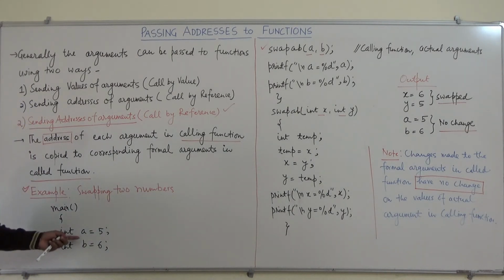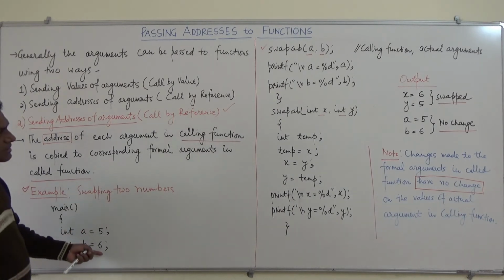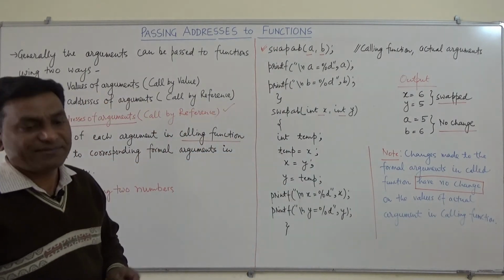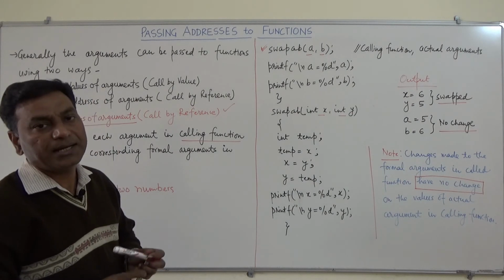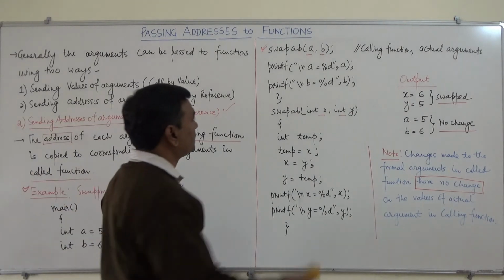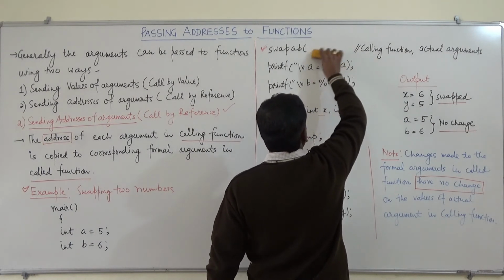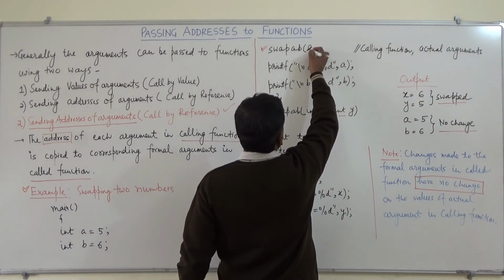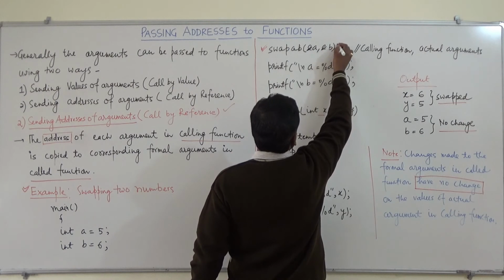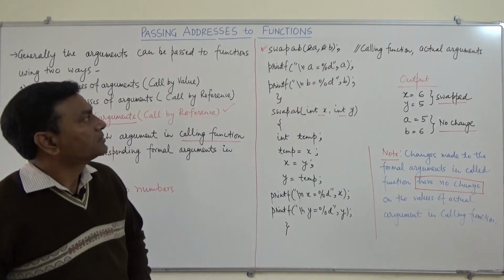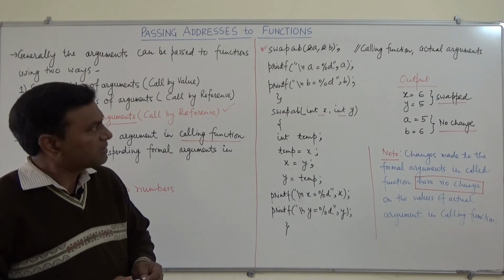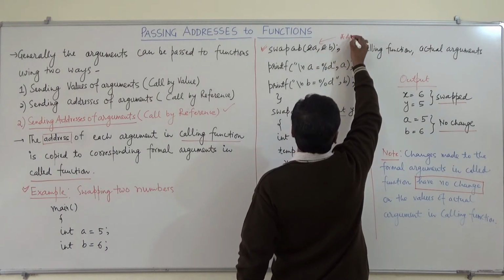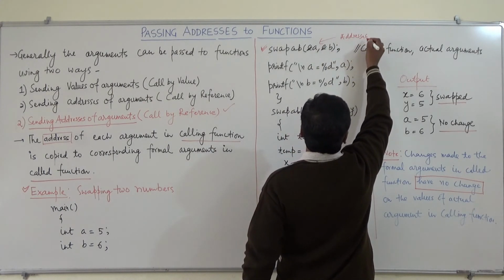So we have taken the two variables, A is 5 and B is 6. Now we come here. Here we will make the change in call by reference, because here we will pass the address. So what we will do, now we will use the address of A and address of B. So in this calling of the function, these are the addresses. Here we are passing the addresses.